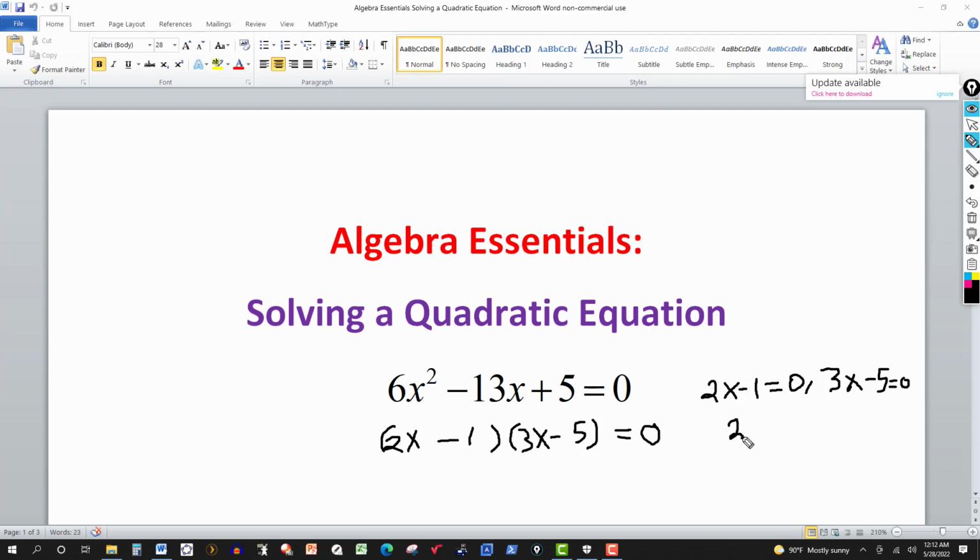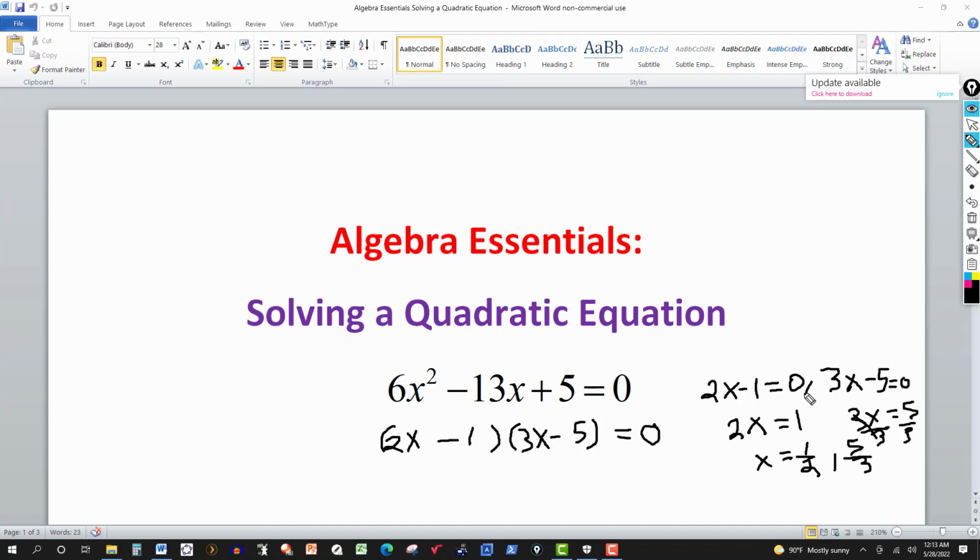Isolate the term with the x. Add 1 to both sides in the first one, we get 2x is equal to 1. Divide by 2, we get x is equal to 1/2. So that's one possible solution. The next one, again, a linear equation. We isolate the variable, add 5 to both sides, I get 3x equal to 5. Divide both sides by 3 to get the coefficient of the x to be 1. Cancel. So x can be 5/3. So the solution for this one is 1/2 and 5/3.